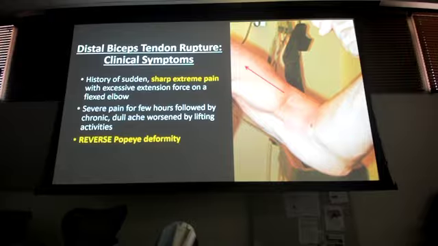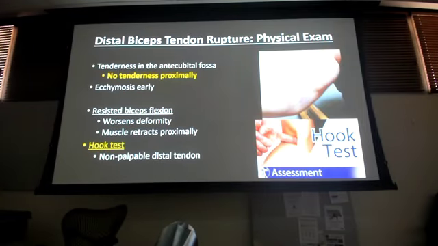Severe pain, few hours followed by chronic dull ache, worse with lifting activities. Well, I already kind of prefaced it that they're going to have issues, right? They're going to have issues with both supination and flexion. Okay, and we'll get to that here shortly. Any questions about how this is different than proximal biceps tendon ruptures? No? Not yet? Okay. So where are they going to have the tenderness? Well, they're going to have the tenderness distally, right? That's in the cubital fossa.